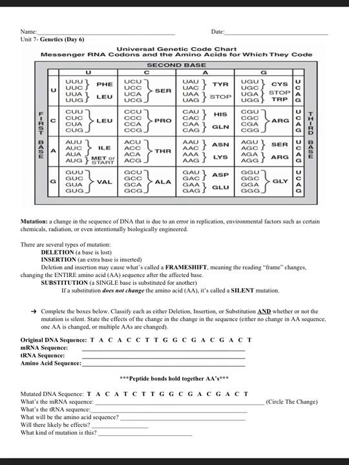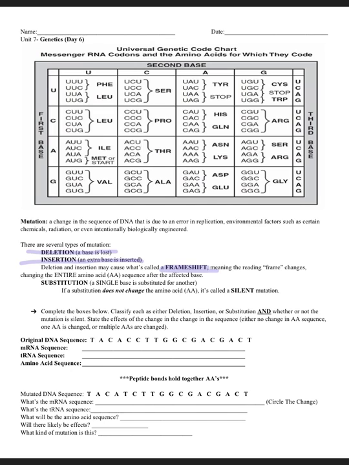So 1, we have a deletion. A deletion is when a base is lost within the DNA sequence. Number 2, we have an insertion. This is where an extra base is inserted or added into the DNA sequence. A deletion and insertion may cause what's called a frame shift, meaning the reading frame changes, changing the entire amino acid sequence after the affected base.